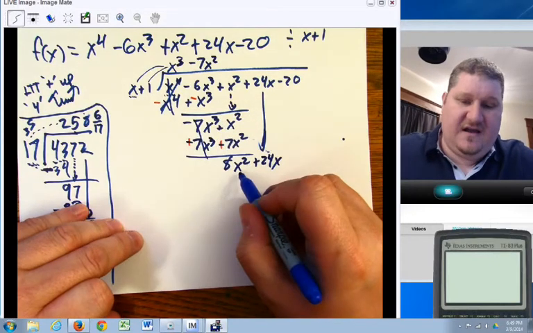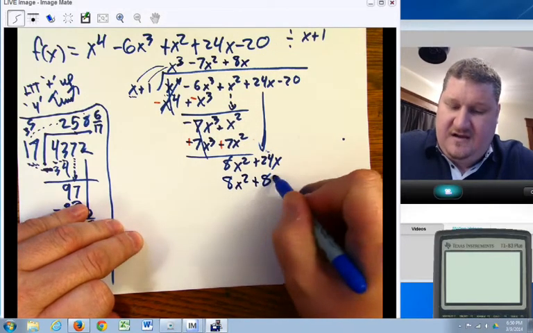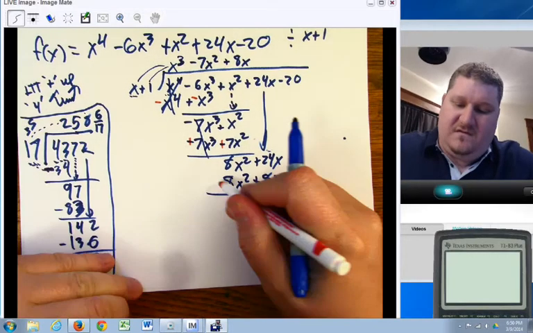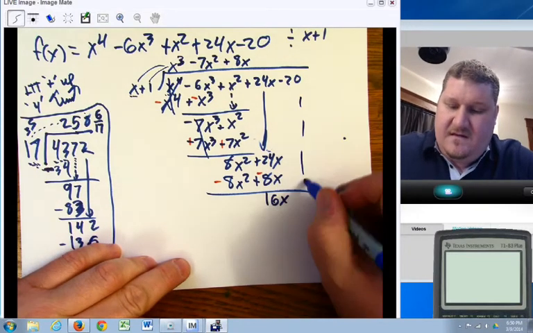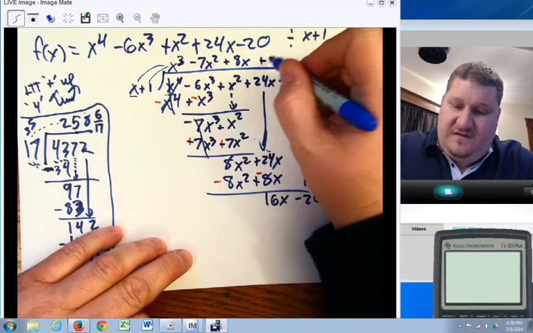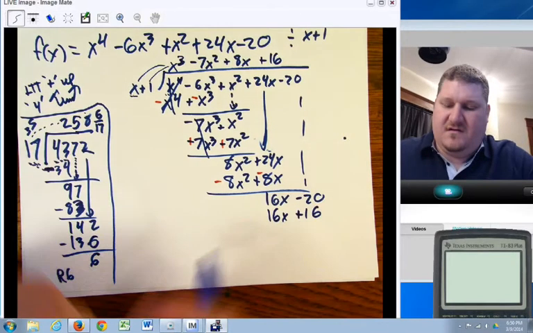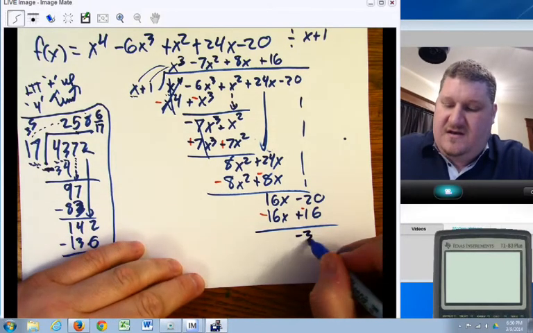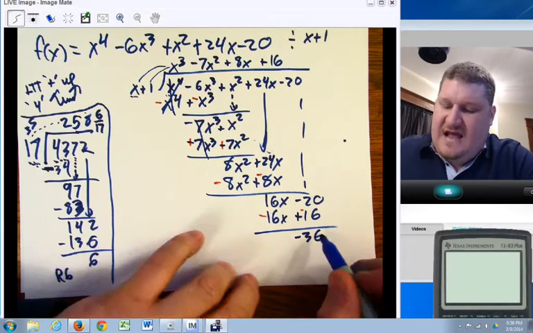x goes into 8x squared a positive 8x times. We get 8x squared plus 8x, because again we give it away to each piece. Then we have to switch the signs. Now, once we switch the signs, I come up with 16x, and I get a negative 20. And so I say plus 16 goes in, and you say 16x plus 16. Then I switch my signs, and in this case I come up with negative 36. There's no way I can turn x into negative 36, so we say that's our remainder.